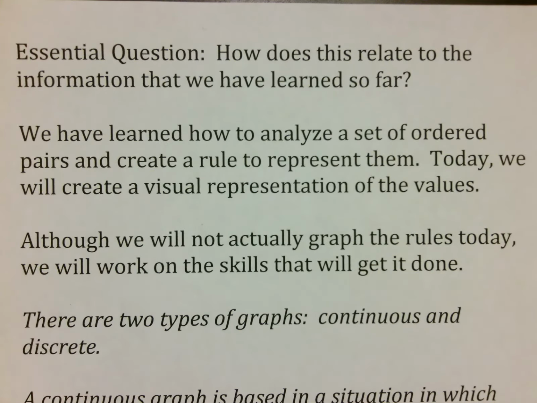The essential question is, how does this relate to the information we've learned so far? We've learned how to analyze a set of ordered pairs. And we've learned to make a rule out of those ordered pairs. We've learned to look at the distance, the rate of change, whether it's linear or nonlinear. But we haven't really seen anything.